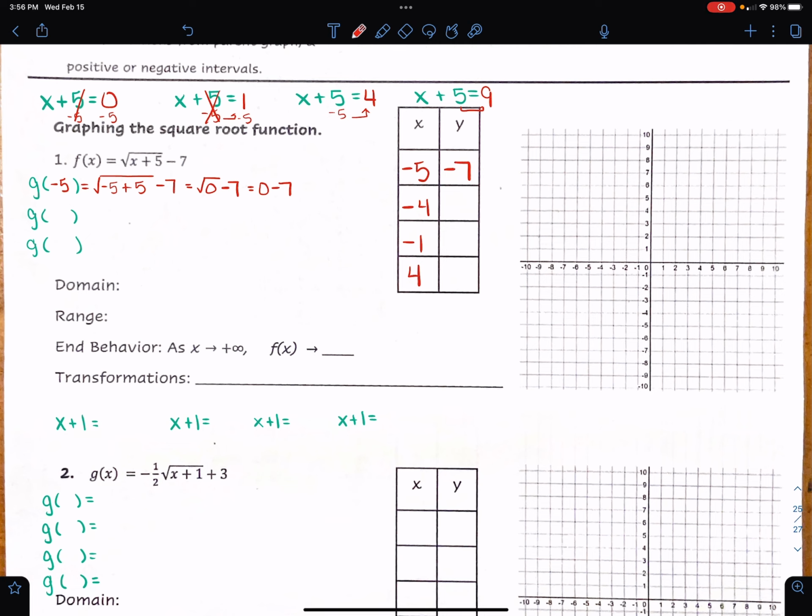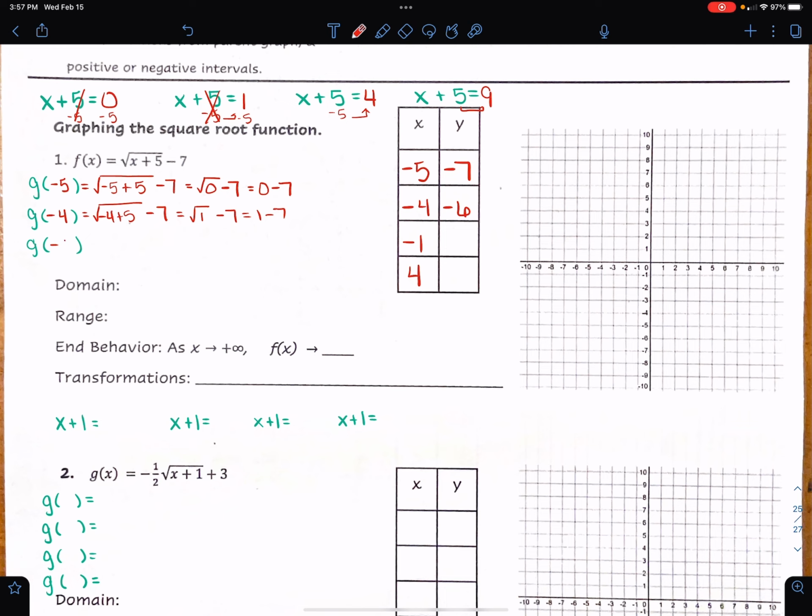All right, let's go ahead and do that again. This time we're going to plug in -4. So I have -4 plus 5 underneath the radical, and then we're going to subtract off 7. So I will have radical 1 minus 7, which is equal to 1 minus 7, and that gives me -6.